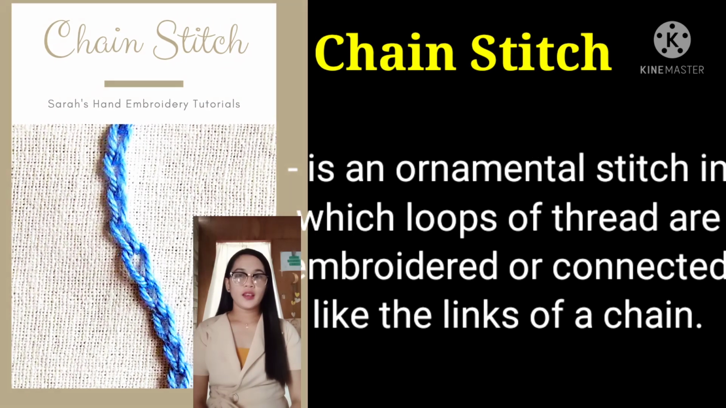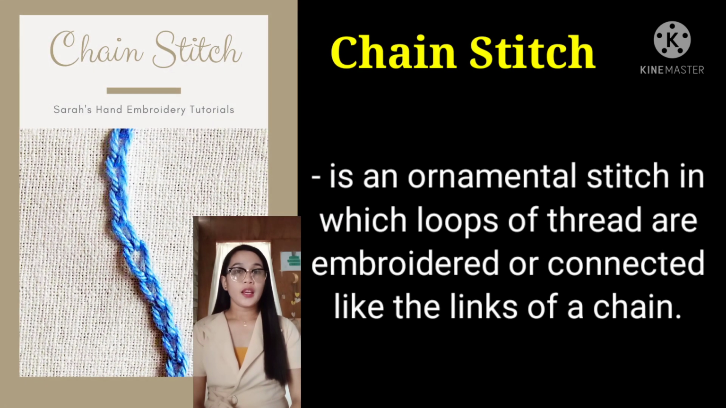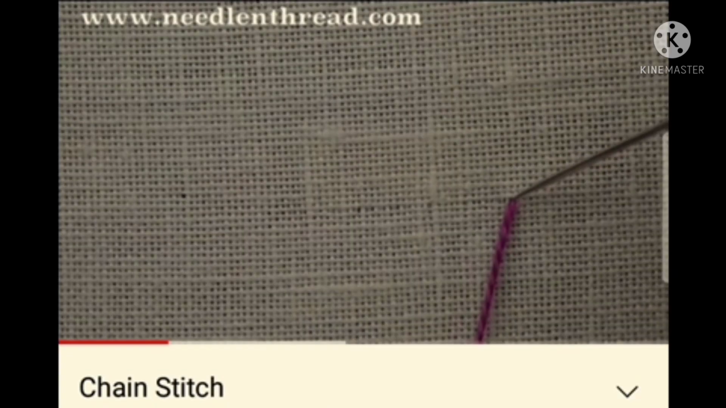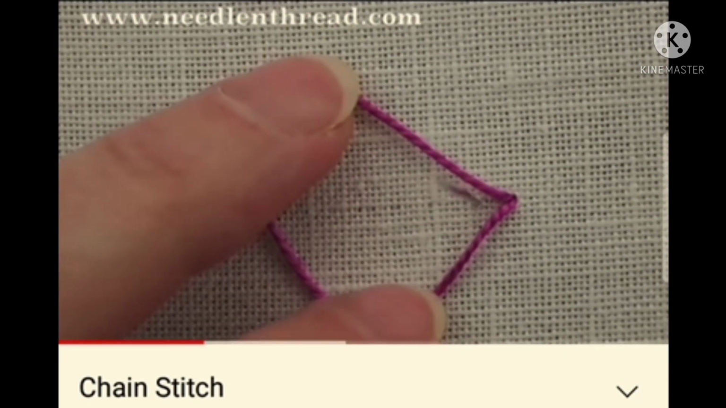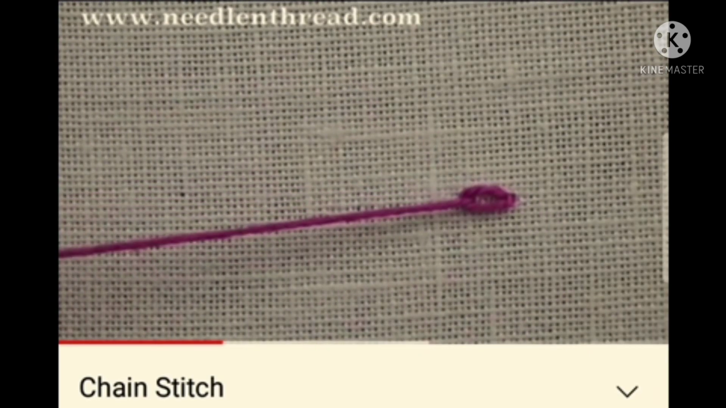Chain stitch is an ornamental stitch in which loops of thread are embroidered or connected like the links of a chain. Here's an example of a video tutorial on how to do the chain stitch.